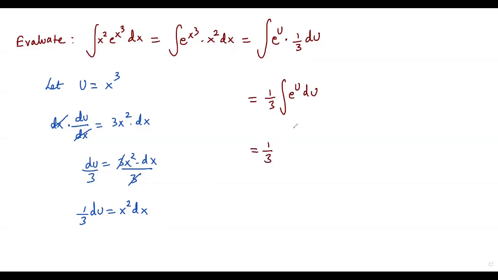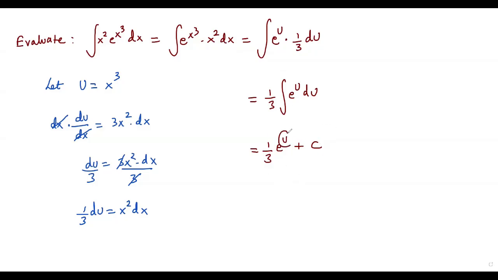We know that the integration of e to the power of u with respect to u is just e to the power of u plus integral constant c. We add the integral constant c because it's an indefinite integral. Indefinite means we don't have a lower limit and an upper limit. If you have a lower limit and an upper limit for an integration, it's called a definite integral. When you evaluate a definite integral, you don't have to add the integral constant c. But when you evaluate an indefinite integral, I mean the integral without limits, we must add the integral constant c.